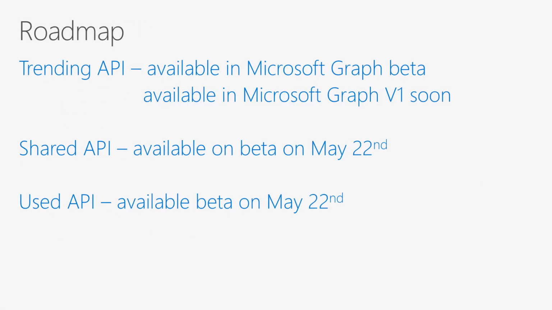This is the roadmap for the three Insights APIs. Trending API is already available in Microsoft Graph and will be available in V1 very soon. The Shared API will be available on May 22nd, the same date for the Used API.